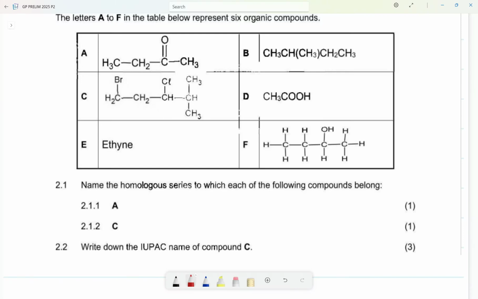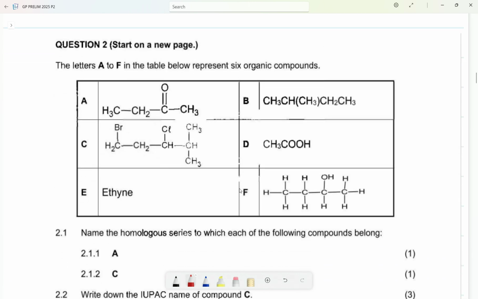All right, now let's look at question 2 of the very same question paper, Gauteng 2025 prelim. It says the letters A to F in the table below represent 6 organic compounds. I like to first analyze which one is which, so that when I answer questions, everything is beautiful. So here I have CH3, CH2, and then C double bond O, CH3.